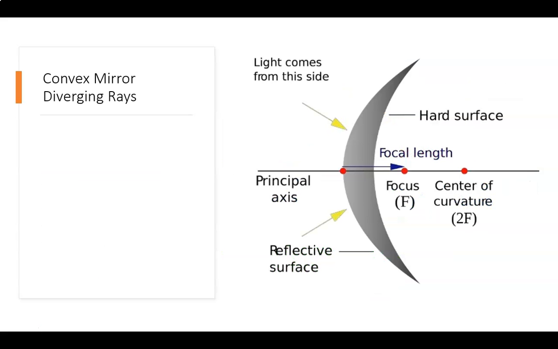Now we also have a diverging mirror. This is the convex mirror, and as light comes in here, it's actually going to bounce outwards, spread apart. Again, we've got a center of curvature and the focus is halfway in between. But in cases of diverging rays, you have all the light bouncing as if it were coming from the focus.